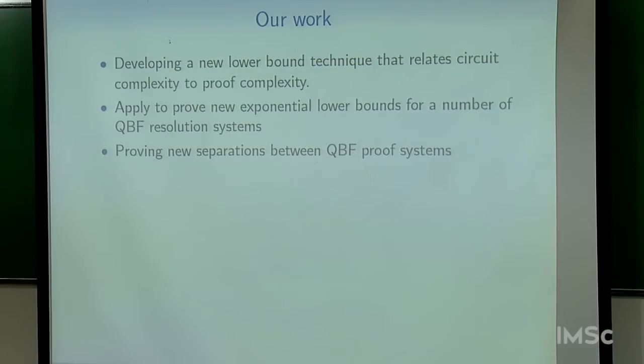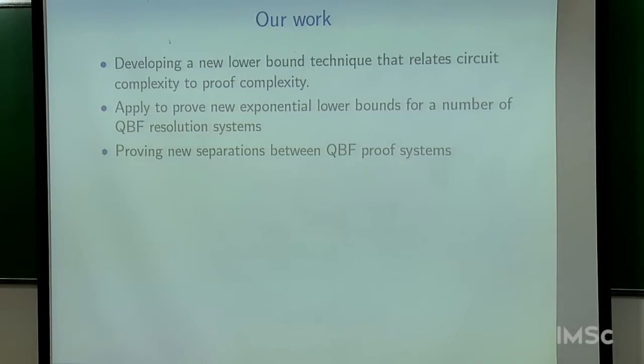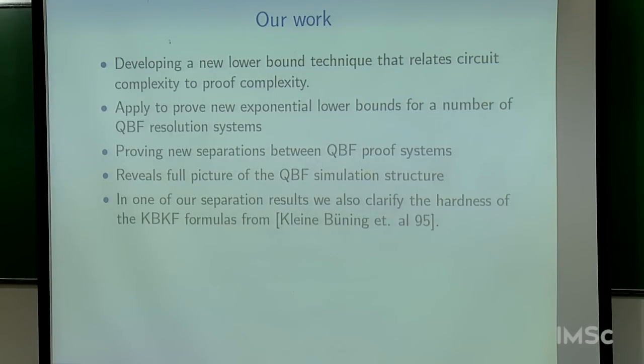From these exponential lower bounds, we prove separations. That is when one proof system simulates another, but the converse is not true, or we have two proof systems which mutually cannot simulate each other. This reveals the full picture of the QBF simulation structure for the resolution systems we're looking at. We won't go into too much detail on this. We found another separation result using a different technique for another class of formulas.